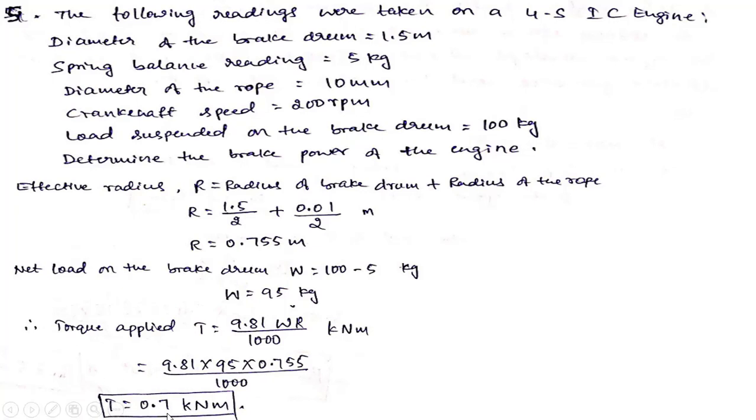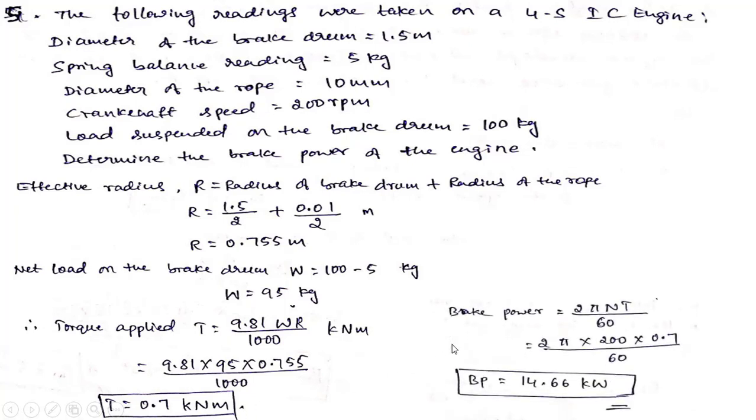Then once you got this torque value, what is the formula for BP? Brake power is equal to 2 pi NT by 60. Substitute pi as it is, and N is speed of the engine, crankshaft speed, it is 200 rpm. Just substitute as it is into torque value 0.7 kilonewton meter. So substitute that, divided by 60. BP is equal to 14.66 kilowatt. If you calculate this, you will get the answer BP as 14.66 kilowatt. So this is the procedure to calculate brake power.